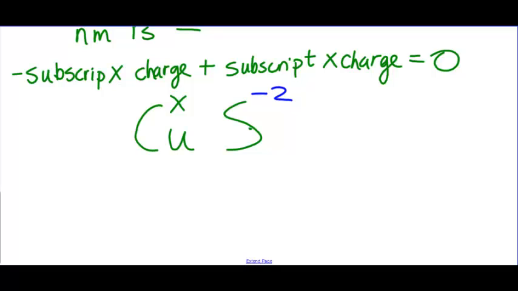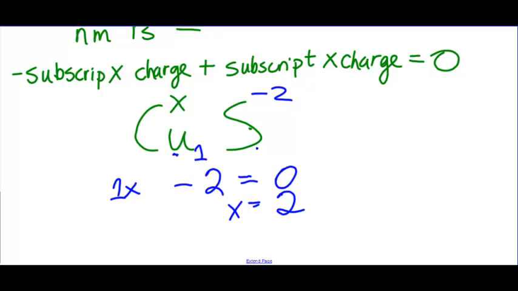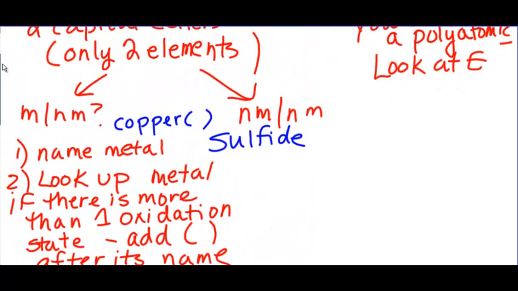So how many coppers do I have? How many coppers do I have? 1. The subscript is 1 if there's no number. So bottom times top, 1x. Subscript times charge, -2. Has to equal 0. So what's copper's charge in this compound? So this is copper, Roman numeral 2, sulfide. Okay? Copper, Roman numeral 2, sulfide.